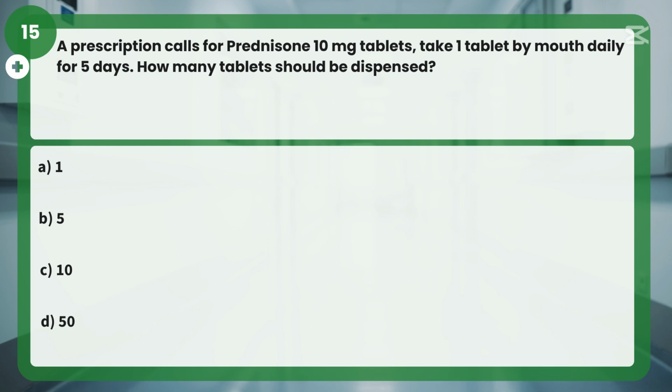Question 15. A prescription calls for prednisone 10 mg tablets. Take 1 tablet by mouth daily for 5 days. How many tablets should be dispensed? A. 1. B. 5. C. 10. D. 50.